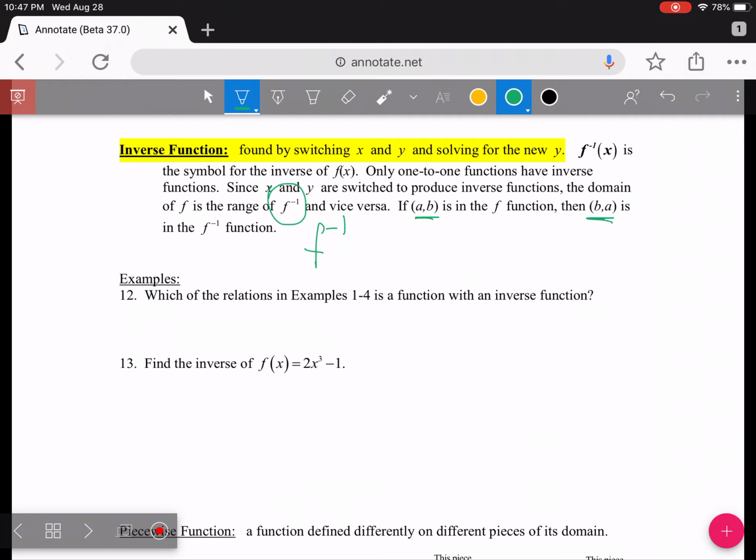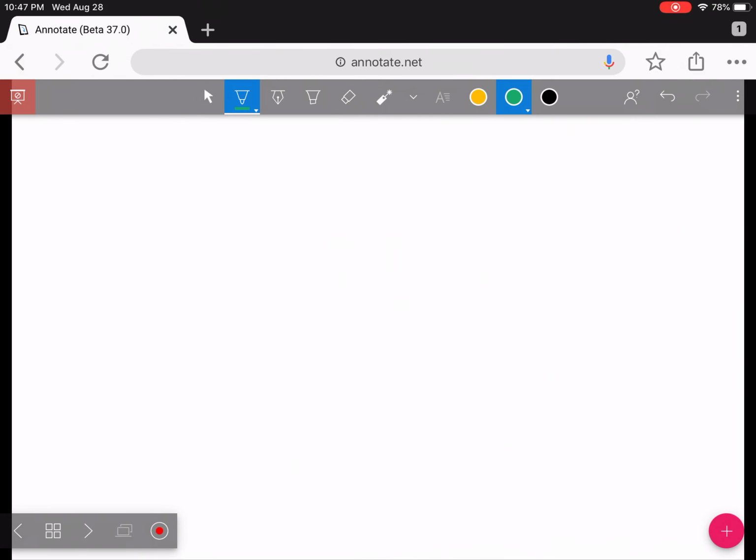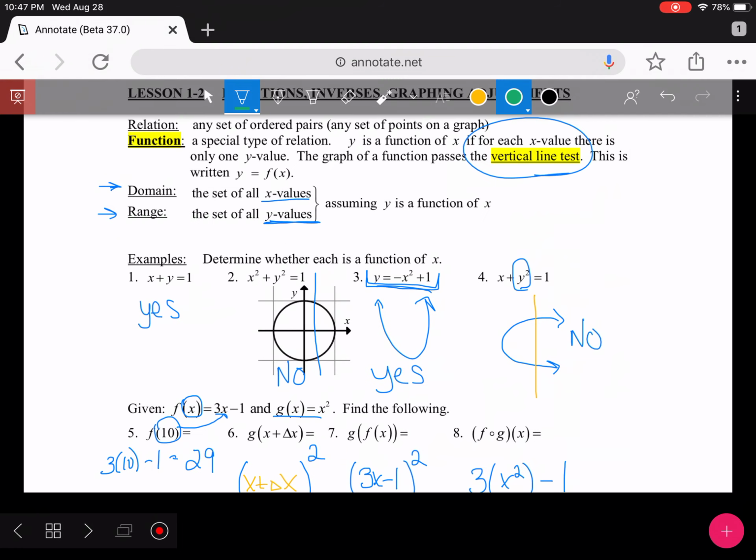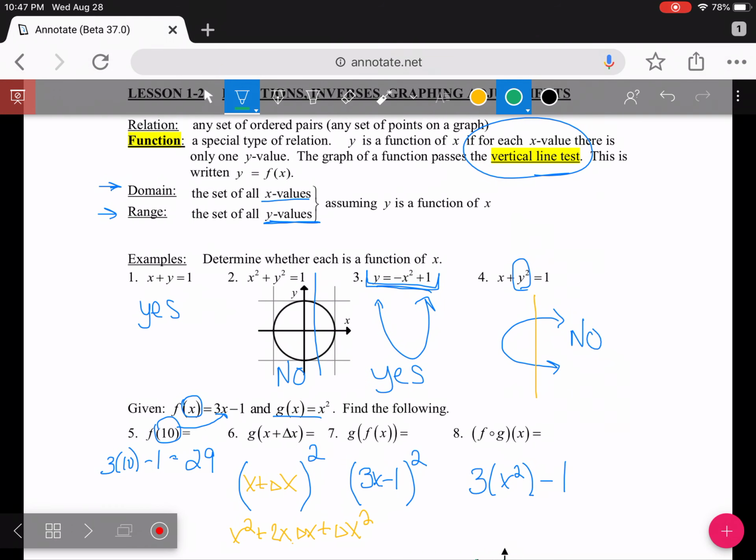Okay, so let's look at which of the examples 1 through 4 has an inverse function. We're going to come back here and look at these functions and ask, do these have inverses? Well, this is a line again, a line with a negative slope, and it passes the horizontal line test. There's only one point ever, so it does have an inverse.